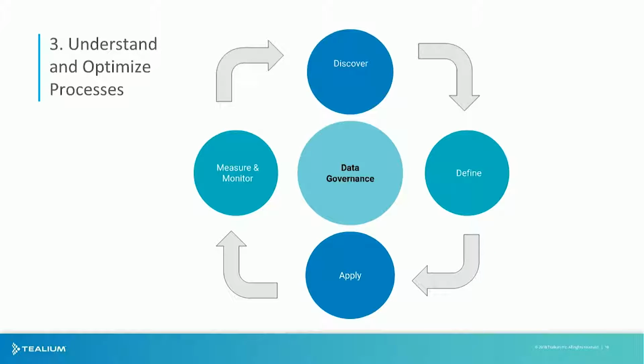Number 3 is you have to understand and optimize processes. It's not enough to discover what you can do with the data. You have to define what you want to do. You have to apply it, measure, and monitor it. This is like an agile workflow. Everybody knows it: build, measure, learn. And this is exactly what we want to do if we want to reach data governance, meaning that we really are able to do something with the data, coming from the discovery to the definition, application, measurement, and monitoring, and start again. And obviously, again, this is very different in different companies.